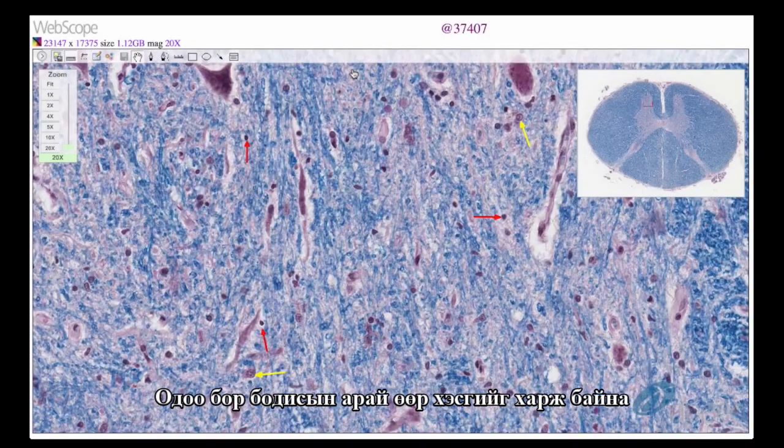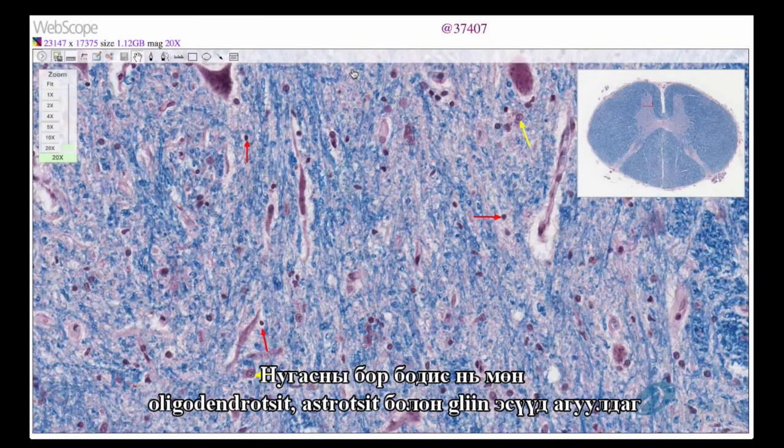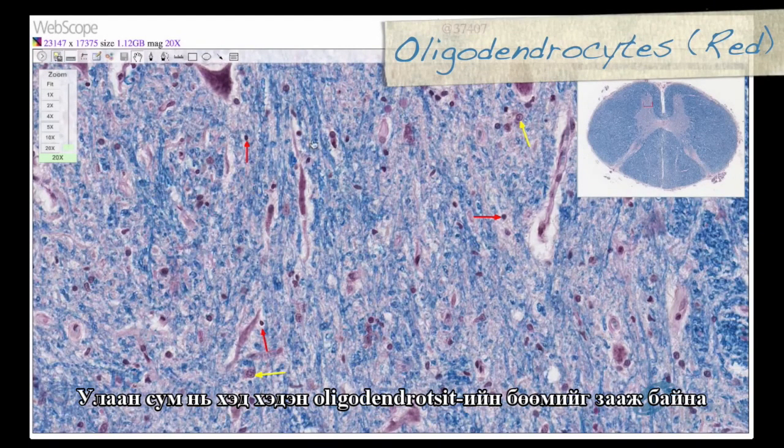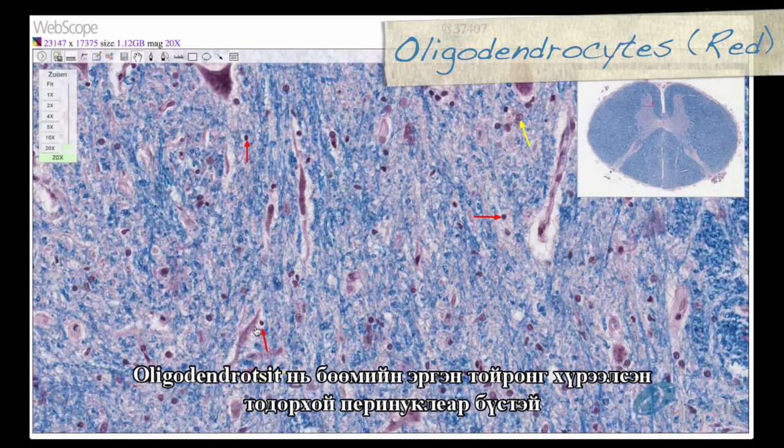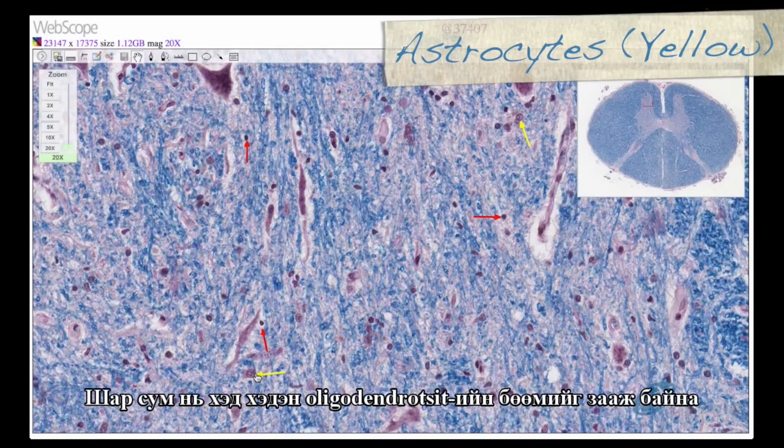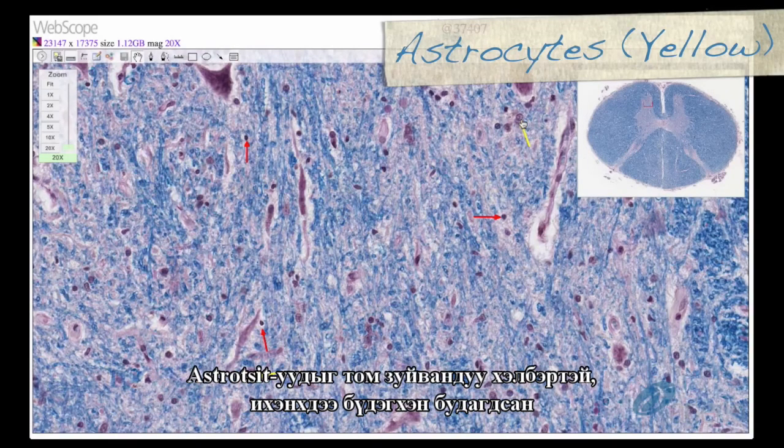We have now moved to a different section of gray matter. The gray matter of the spinal cord also contains oligodendrocytes, astrocytes, and glial cells. The red arrows point to several oligodendrocyte nuclei. Note that oligodendrocytes have characteristic small, dark, and round nuclei. Oligodendrocytes often have a clear zone surrounding the nucleus, or a perinuclear halo, which is an artifact of fixation. The yellow arrows indicate several astrocytes. Astrocytes can be distinguished by their large, ovoid nuclei, which are often lightly stained.